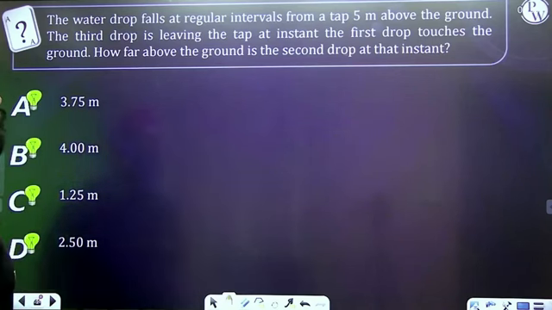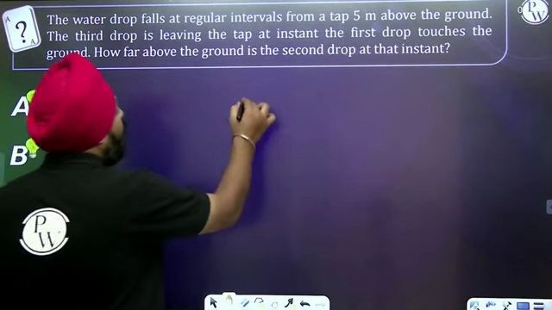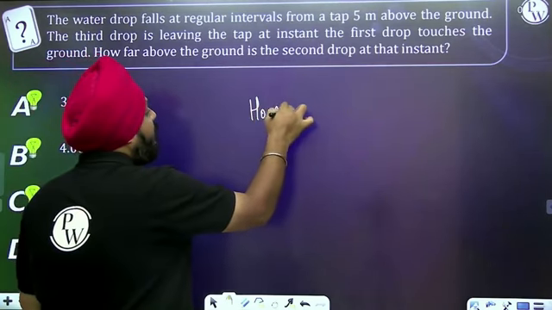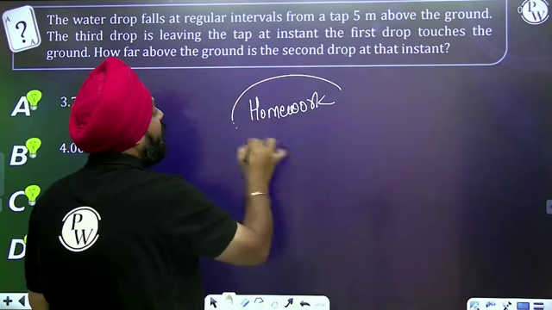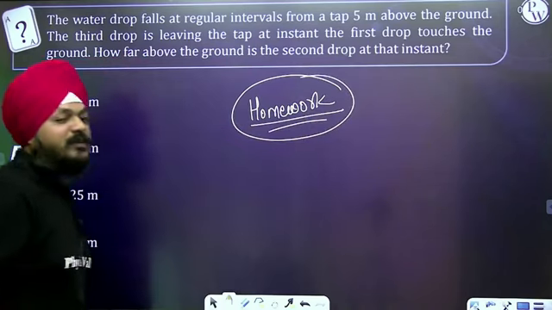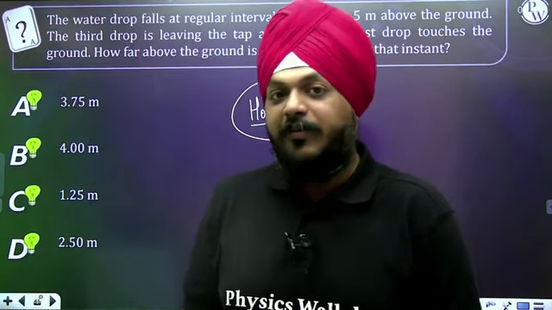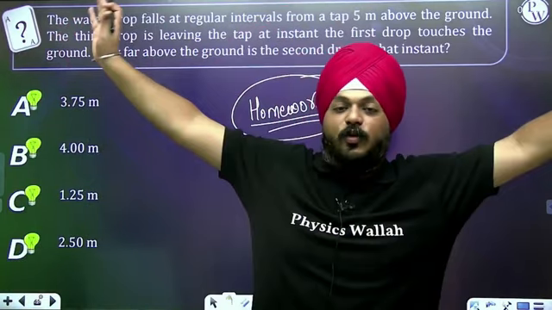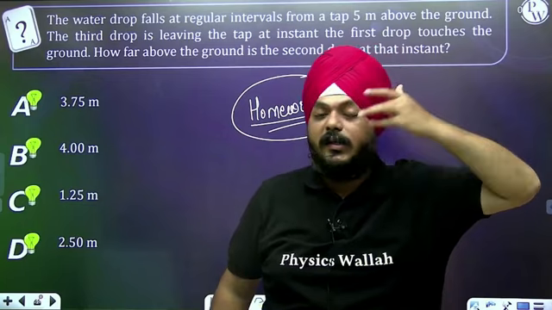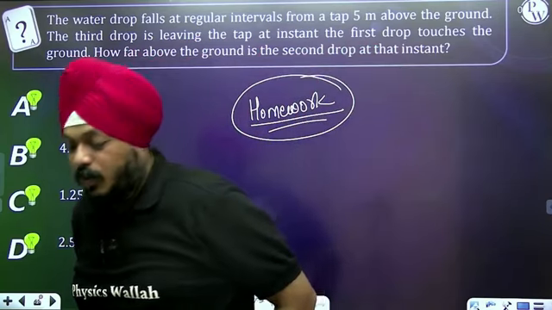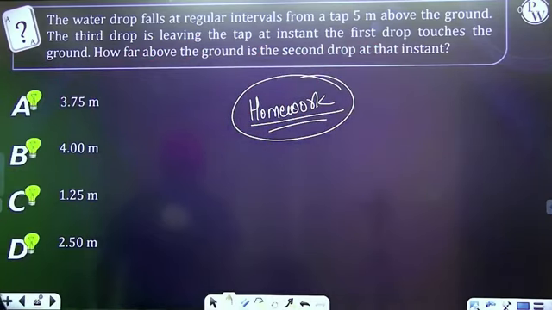The water drop falls at regular intervals of time. This is a very nice question. I'm going to give it to you all as homework. You can try it by yourself. Because approximately more than 2 hours and 45 minutes of the class has gone, and only the relative motion is remaining. So directly we're going to concentrate on it.